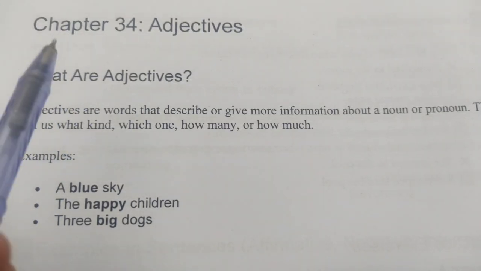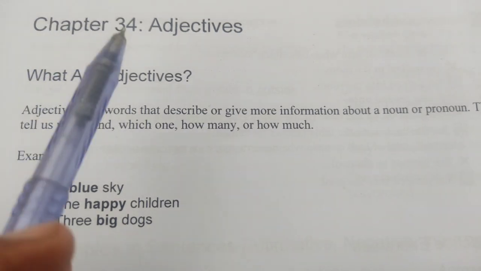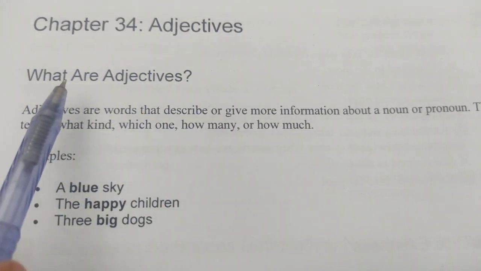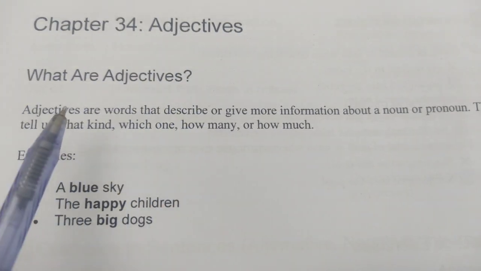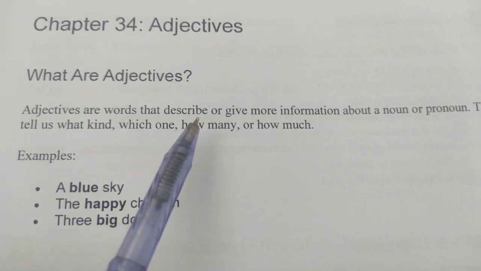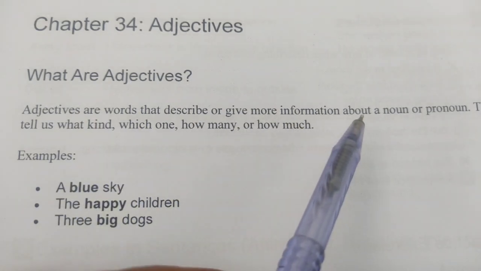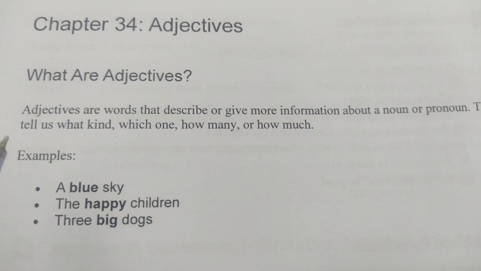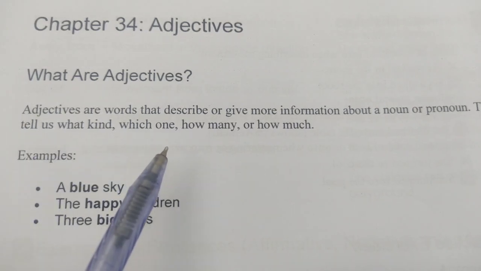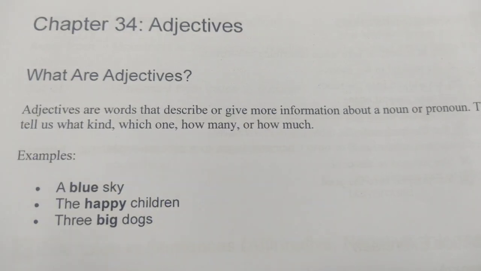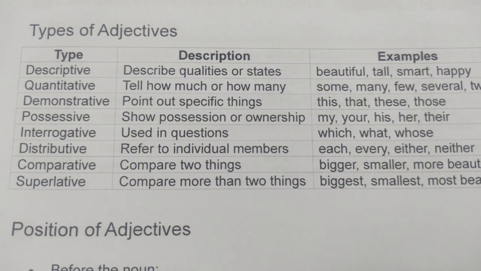Today in this chapter 34, our topic is English grammar: adjectives. What are adjectives? Adjectives are words that describe or give more information about a noun or pronoun. They tell us what kind, which one, how many or how much. Examples: a blue sky, the happy children, 3 big dogs.